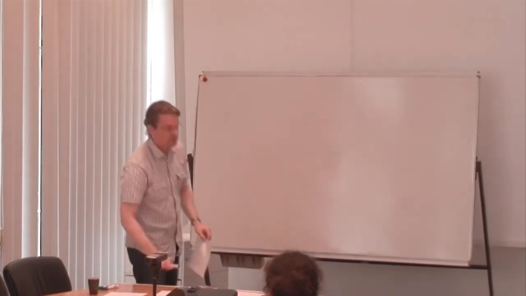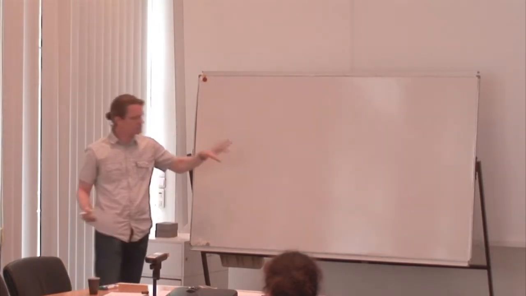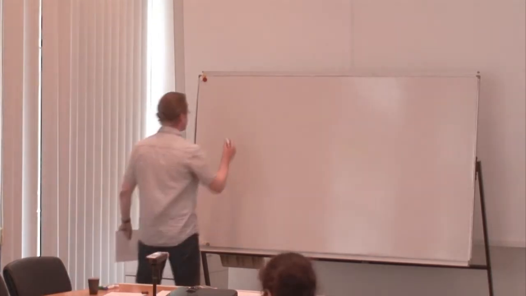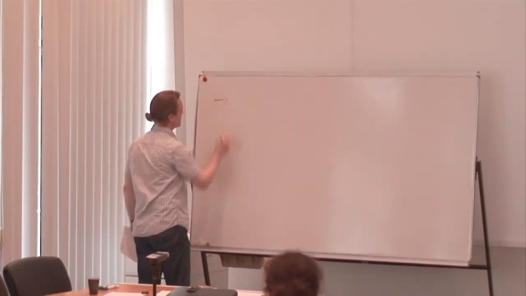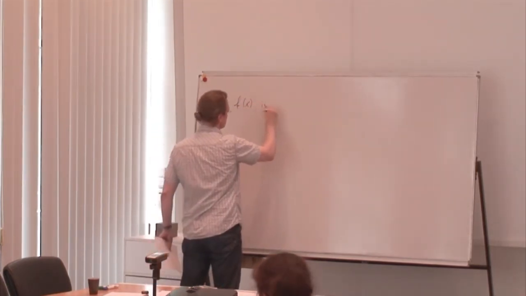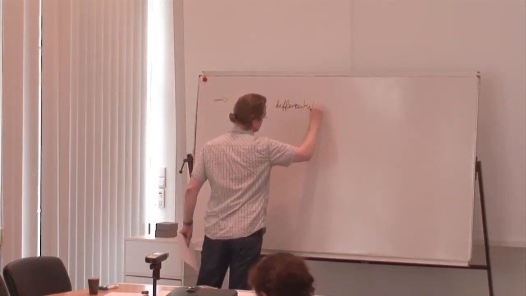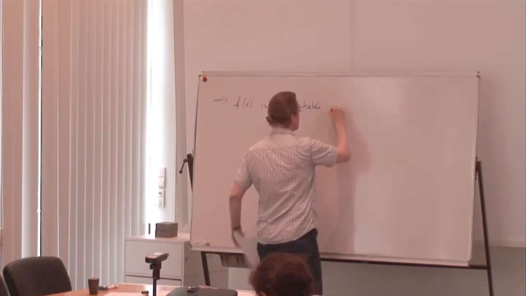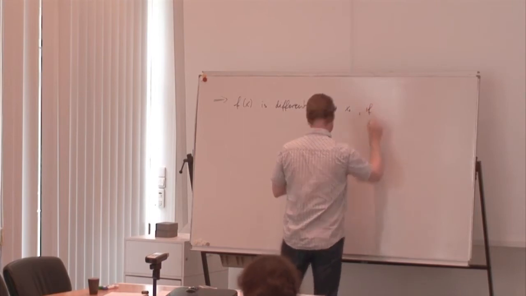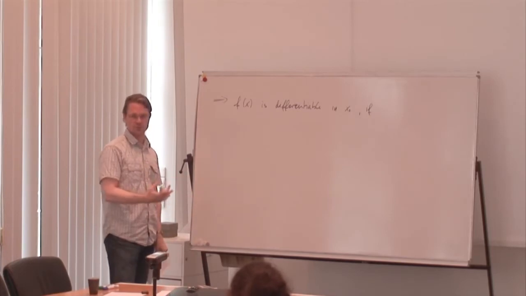As I said, you might not really ever look into this when you learn about calculus, but these two definitions actually allow us to define what it really means to differentiate a function. We say that a function f of x is differentiable in a point x naught if these two derivatives from above and from below coincide.